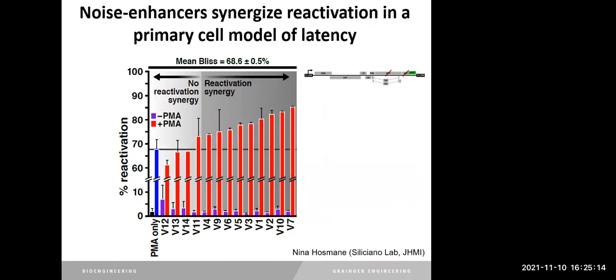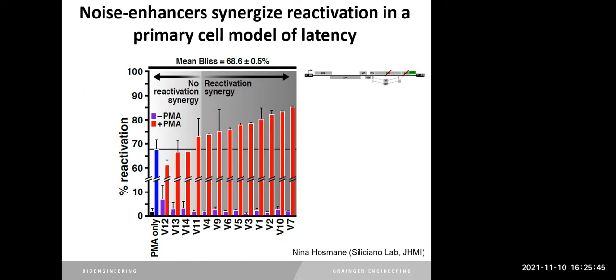We went on to show that these drugs also work in a primary cell model of latency. What I showed you on the previous slide was in a T cell cell line. It was in a cancer cell line, a T lymphocyte. This is in CD4 positive T cells that are taken from an HIV negative donor's blood and then infected with HIV, full-length virus. And this is in collaboration with Bob Silicano's lab at Johns Hopkins Medical Institute.